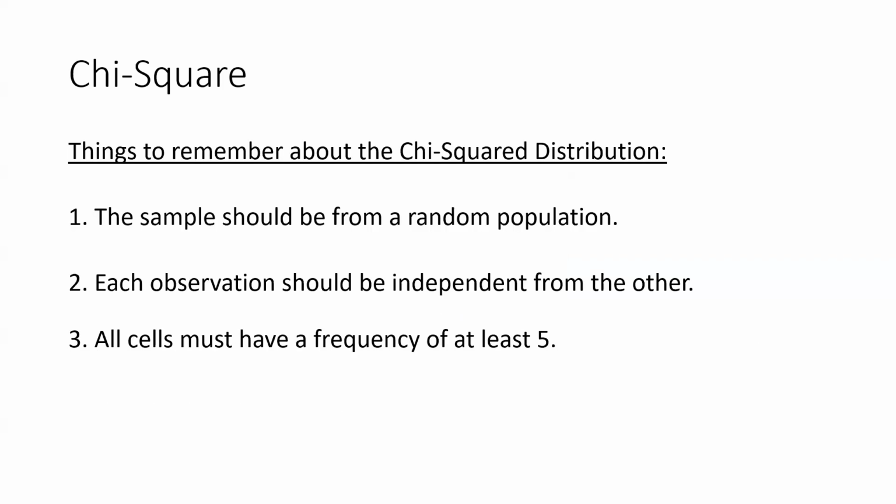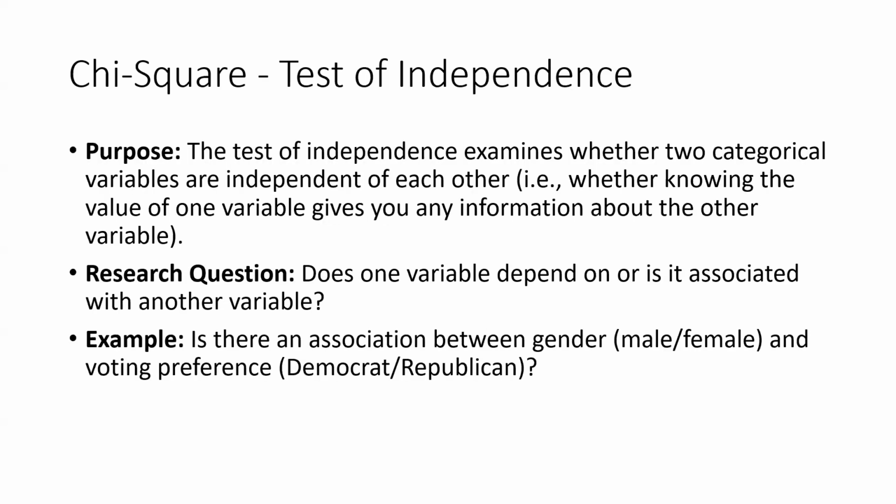So here's a couple things to remember about the chi-square distribution. The sample should be from a random population. Each observation should be independent from the other, and all cells must have a frequency of at least 5. And what this means will become evident as we continue to go through the slides. So first, we'll discuss the chi-square test of independence, which is probably the most common application of the chi-square distribution methodology.